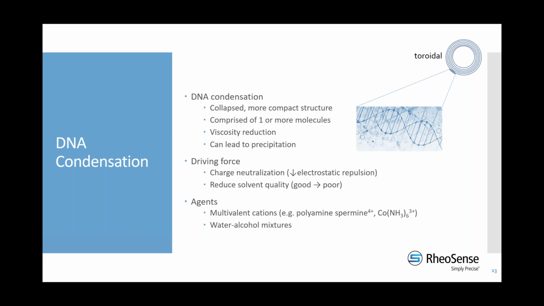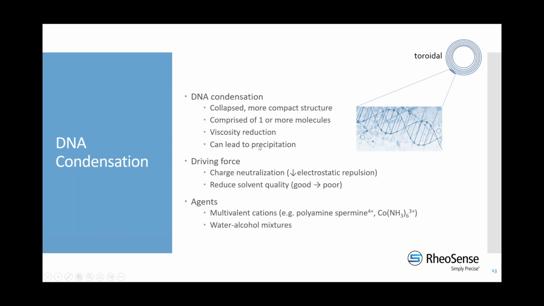DNA condensation refers to the process of converting elongated, negatively charged random coils into smaller, compact, or condensed molecules. This process leads to structural changes and a reduction in the effective volume of the DNA molecule. Then we would expect to see some sort of viscosity reduction. In some cases, depending on the type of condensing agents and their concentration, they can lead to precipitation of DNA.